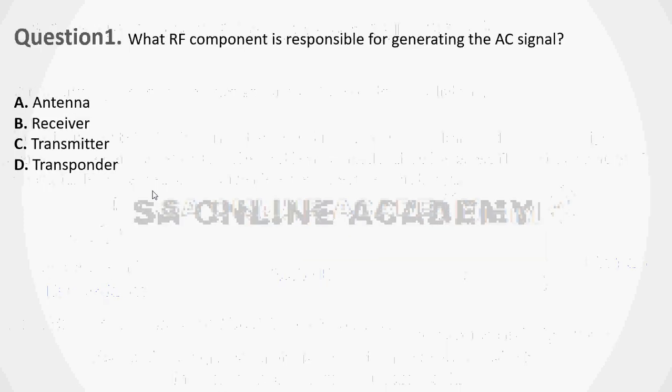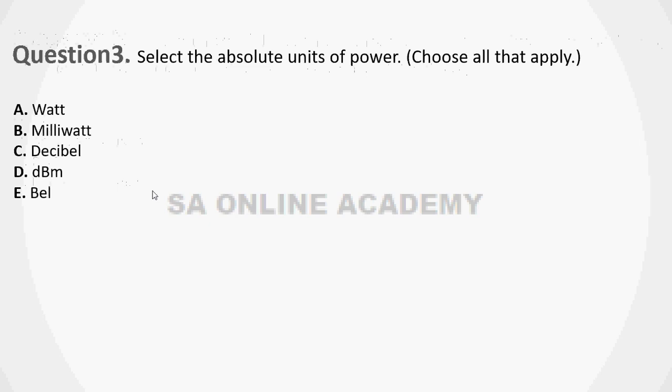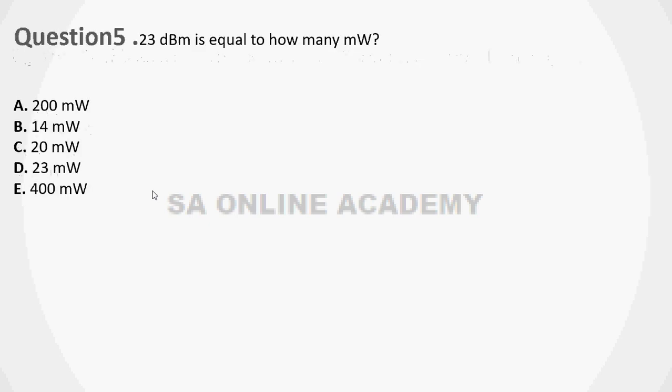What RF component is responsible for generating the AC signal? Antenna, receiver, transmitter, transponder. The sum of all the components from the transmitter to the antenna, not including the antenna, is known as what? IR, isotropic radiator, EIRP, intentional radiator. Select the absolute units of power. Do remember there are two, absolute and relative, so you have to select only absolute. Then, 23 dBm is equal to how many milliwatts? Please use the rule of 3 and 10 and find out the answer.